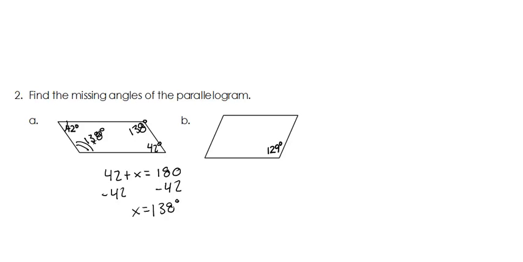Okay, part B. Same kind of problem. Opposite angles are congruent. So if this angle is 129, I know this one is also 129. And then to figure out the unknown angles, I would just figure out what angle would be supplementary to 129. So which angle with 129 equals 180? 180 minus 129 is just 51 degrees. So I end up with 51 degrees here and 51 degrees here.